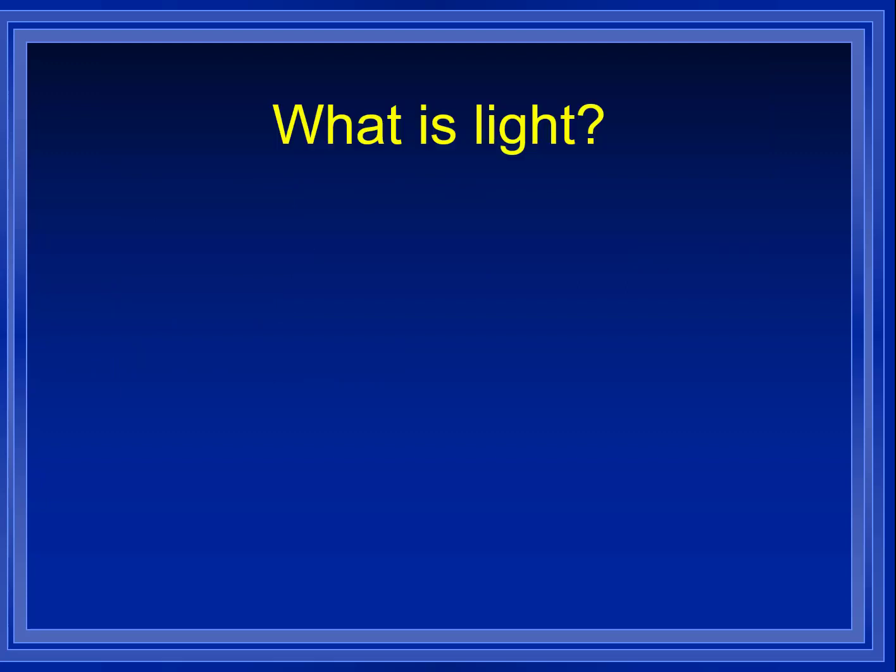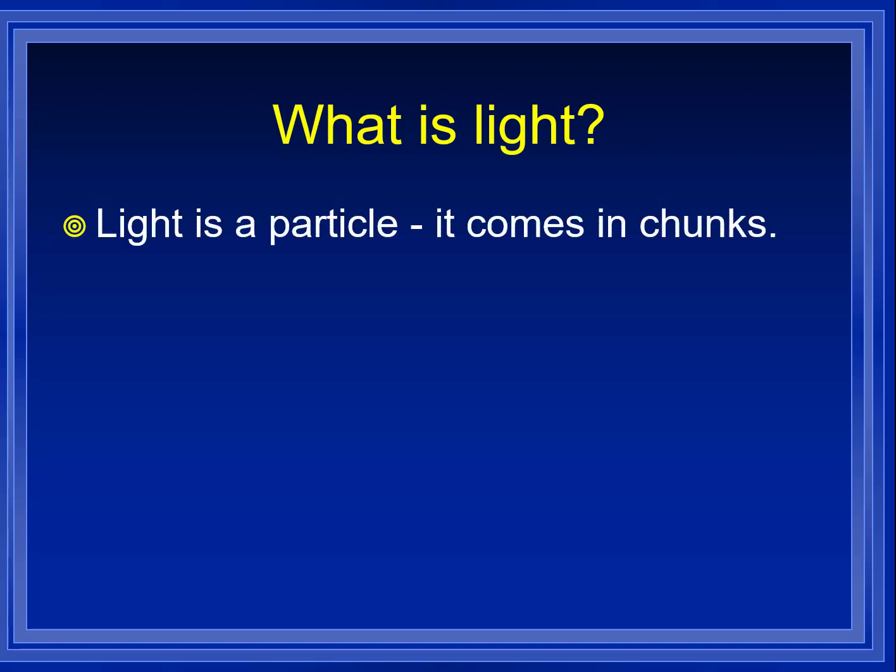What is light? Because I've contradicted myself. And if you're confused by my contradiction, you're exactly where you're supposed to be. You're supposed to be confused, because you should stay confused the whole time. Because light is a particle. It comes in little chunks.